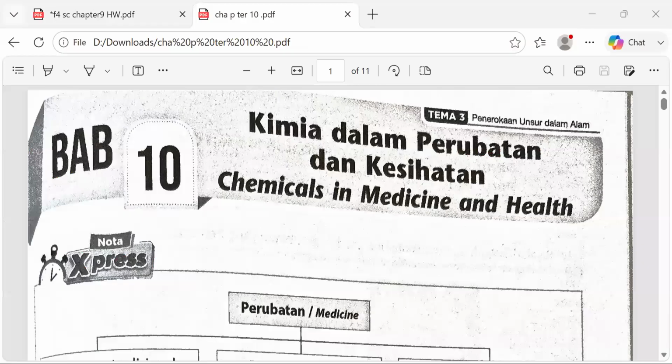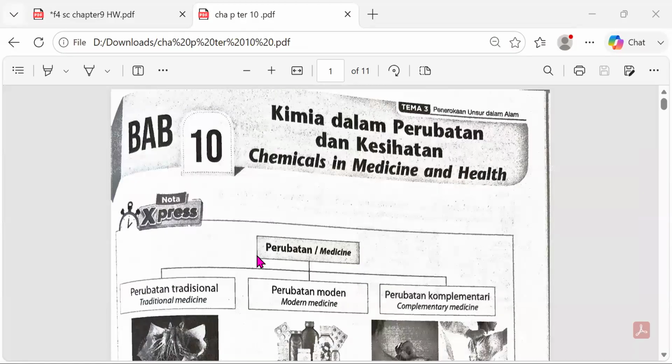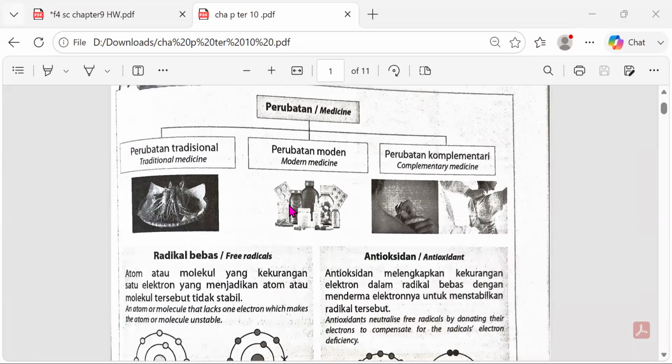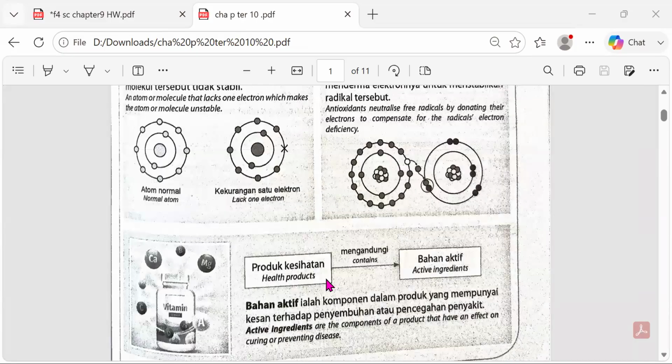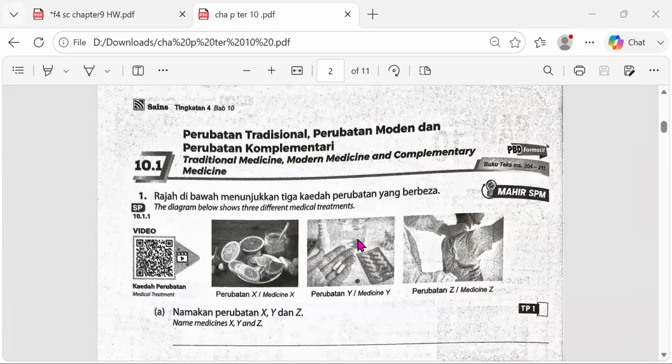This chapter is called Chemicals in Medicine and Health. Basically you're going to learn about modern medicine, traditional medicine, health practitioners, and things like free radicals and antioxidants. This is the entire chapter.